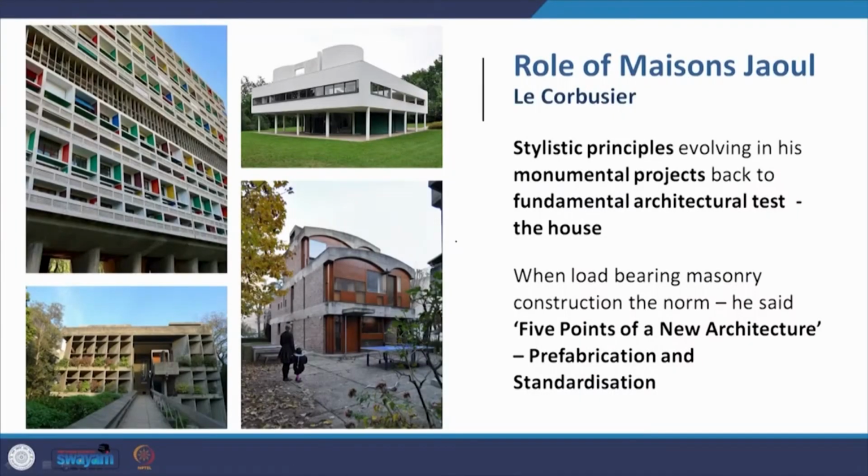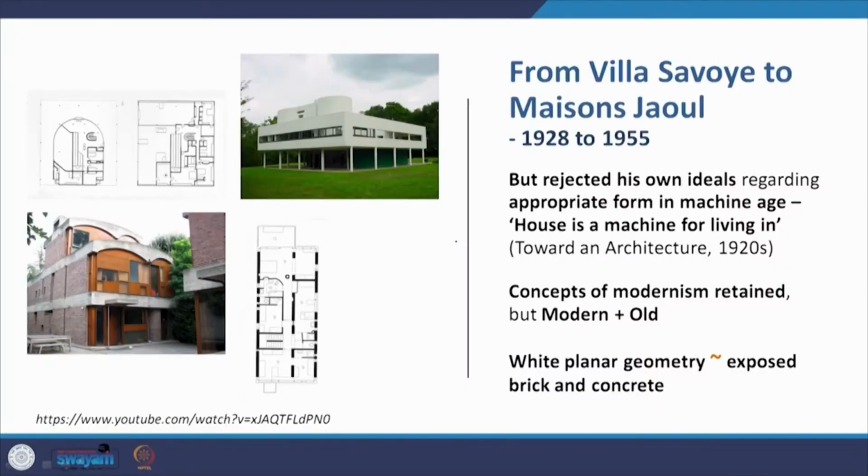Now, all those ideas and principles that came in went back into the design of Maison Jaoul. Remember, load bearing masonry was the norm in construction when he talked about the 5 points of a new architecture and talked about prefabrication and standardization, which have continued to be buzzwords in modern architecture from that time and even from earlier onwards, going back all the way to the Crystal Palace. But he rejected his own ideas regarding the appropriate form in the machine age, which he said was a house is a machine for living in, and his concepts of modernism were retained.